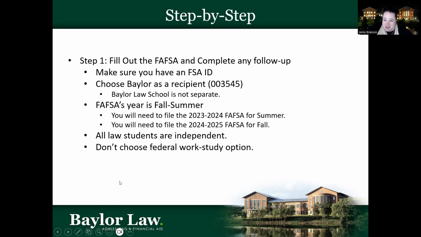All right, so here is your step by step for each of you. The first step, hopefully you'll have done this, is to fill out the FAFSA and complete any follow up. You have to make sure you have an FSA ID, choose Baylor, not Baylor Law, as a recipient. The year is fall through summer. So for this summer, as most of you know, you had to file the 23-24 FAFSA. For the fall, you'll have to do 24-25. All law students are independent, and make sure you don't choose federal work study as an option. Even if you choose it, they won't award it to you.